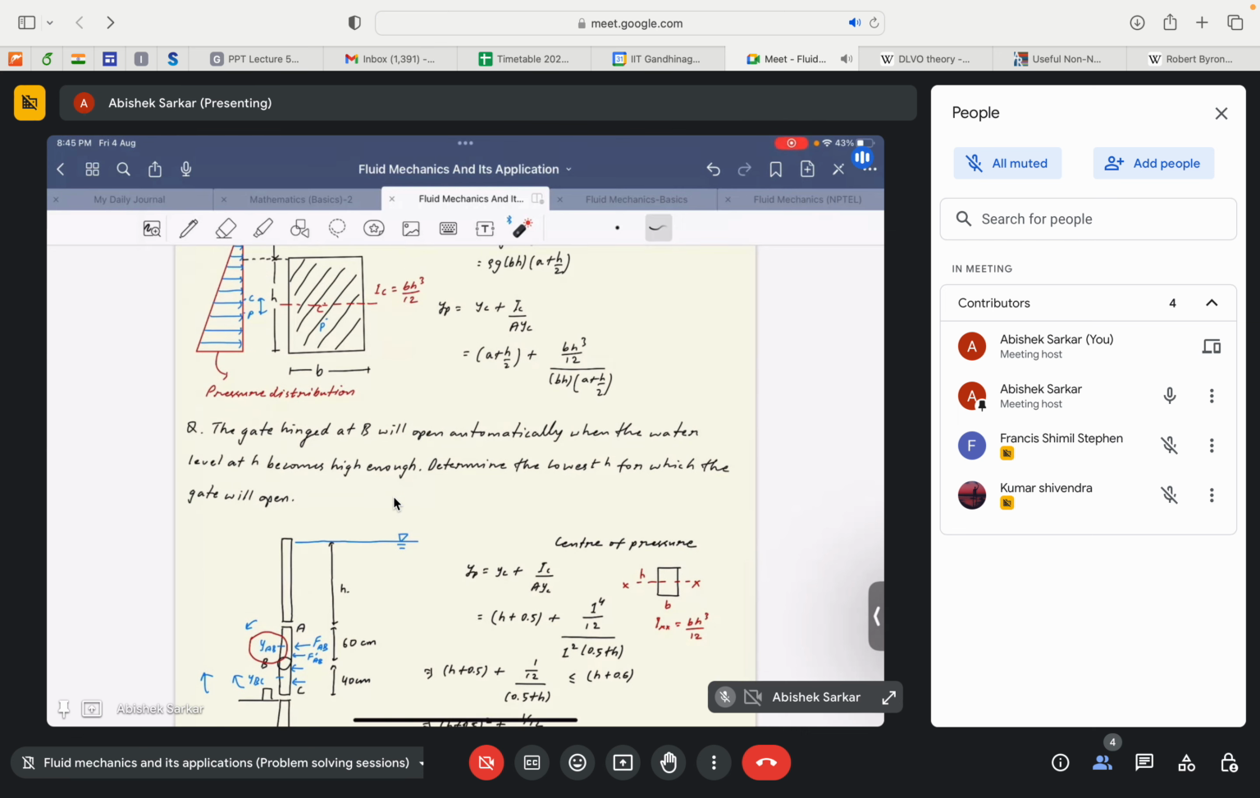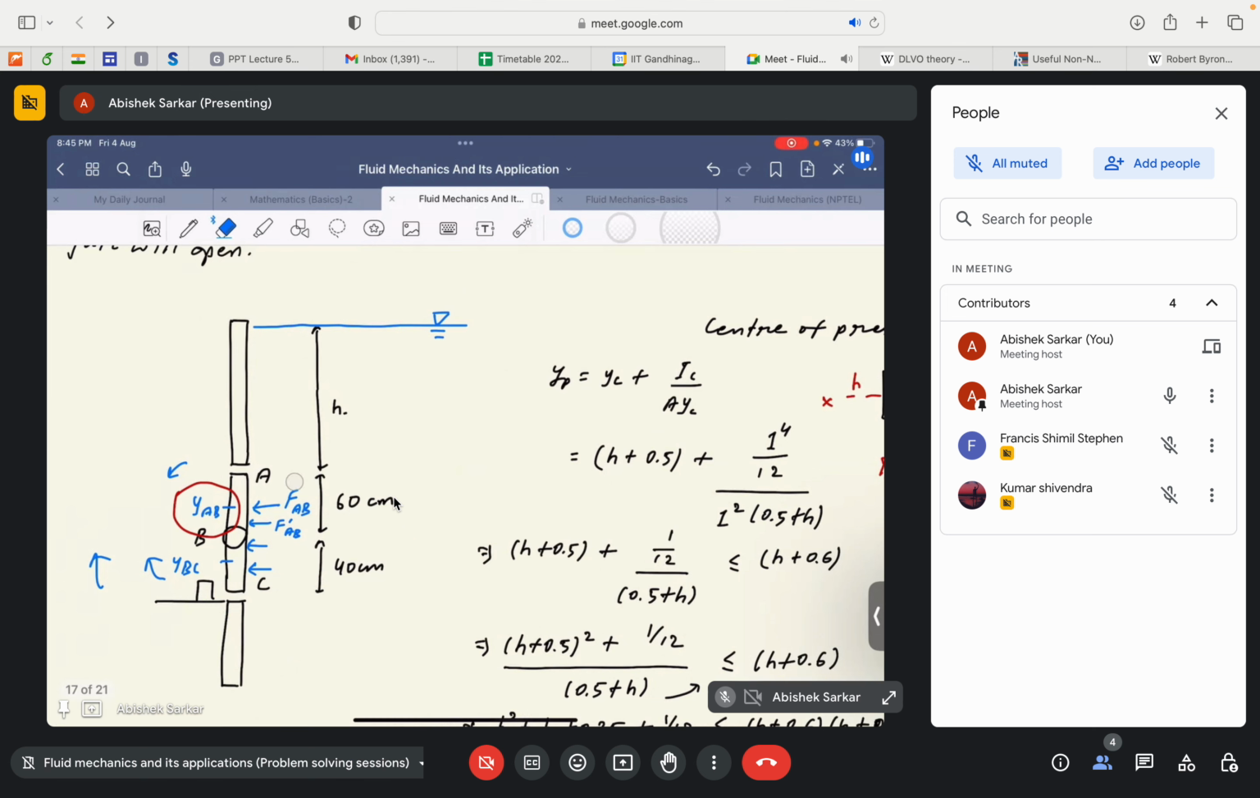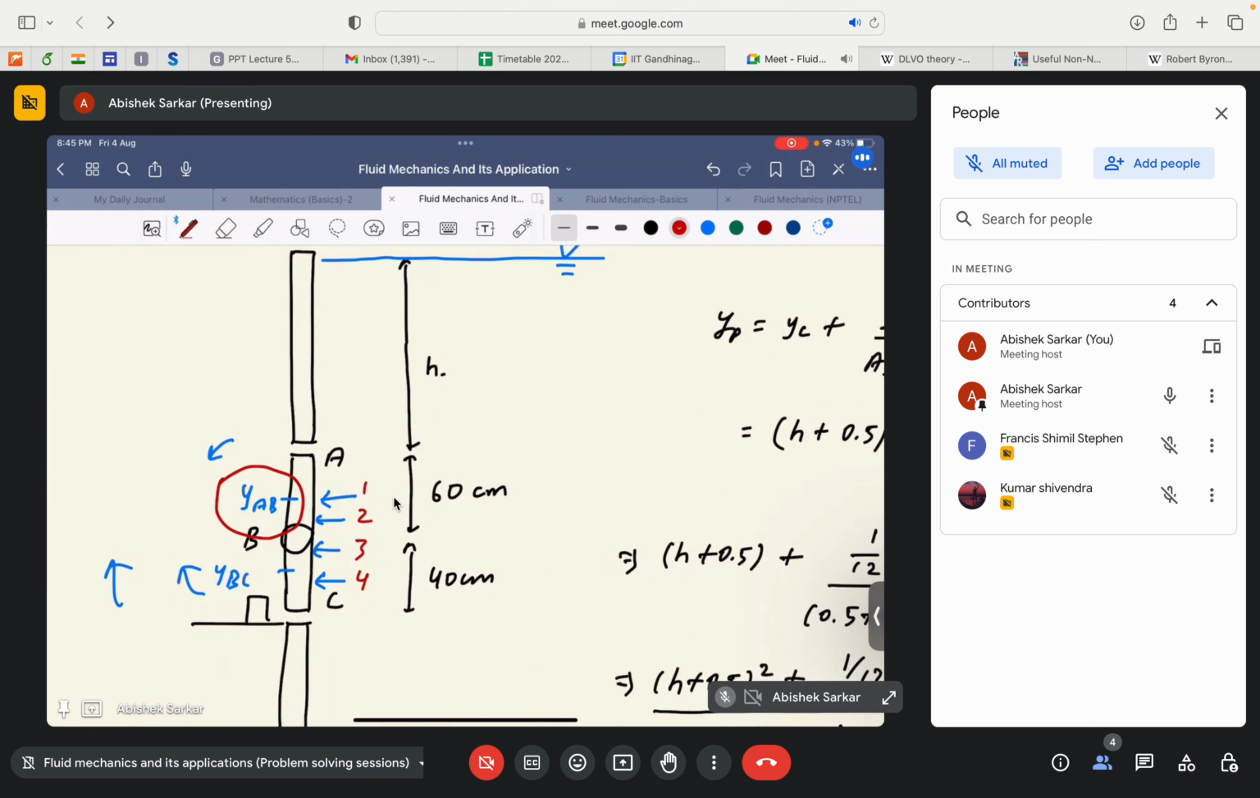Right. See, we know that the pressure forces act along the center of pressure, right? So let me zoom it in and erase these values. Not erase actually. Say these are 1, 2, 3 and 4. So these are, for example, the 4 points of application of the pressure force. So 1, 2, 3, 4 basically denote the position of the center of pressure for this plate. Okay, this plate.